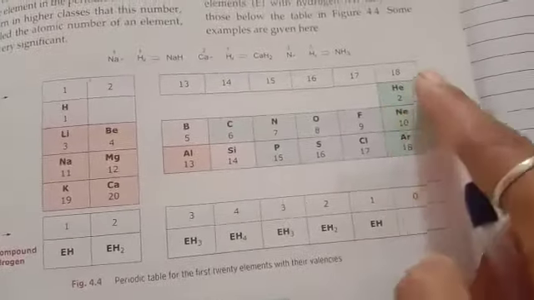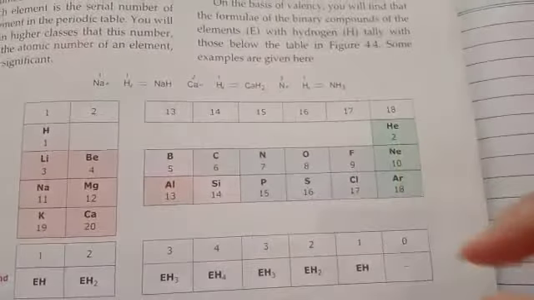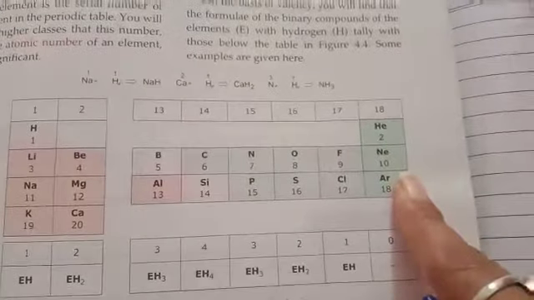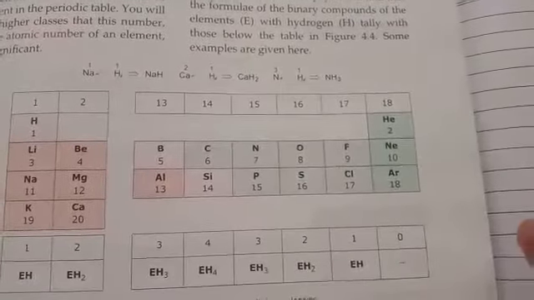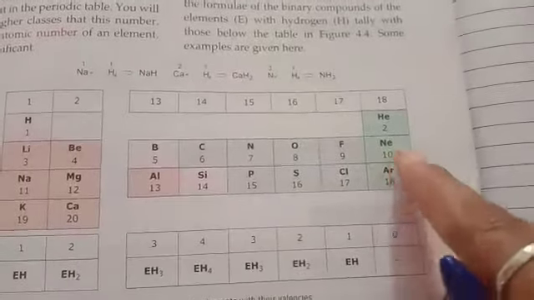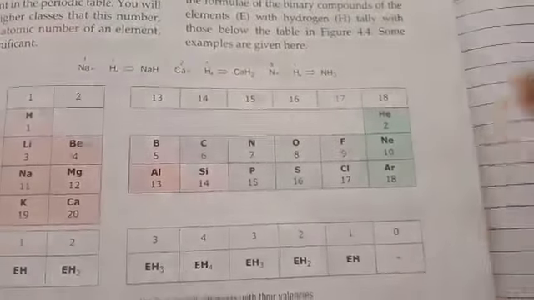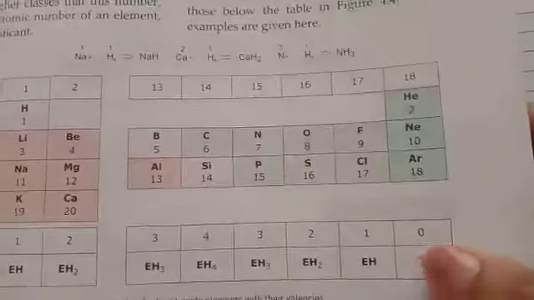Why 0? Because this group is called the group of noble gases, the good gases. And why do we call them noble? Because their activity is very low. They don't like to react with anyone. Why? Because they are the stable ones. About these gases we will discuss later on, not today, beta. Today's topic is valency, so we will deal with that topic only.